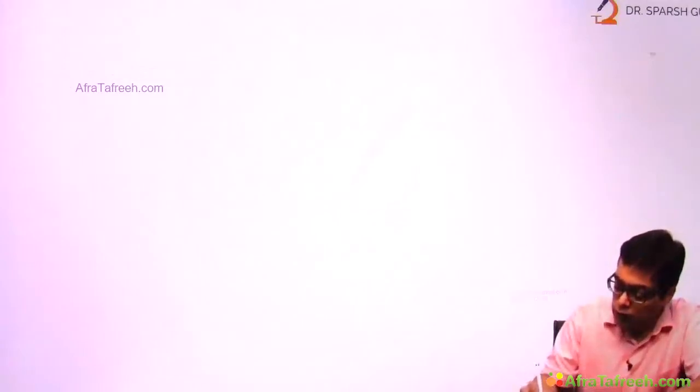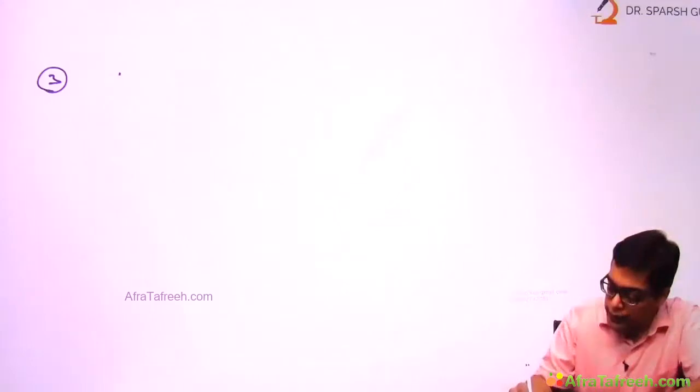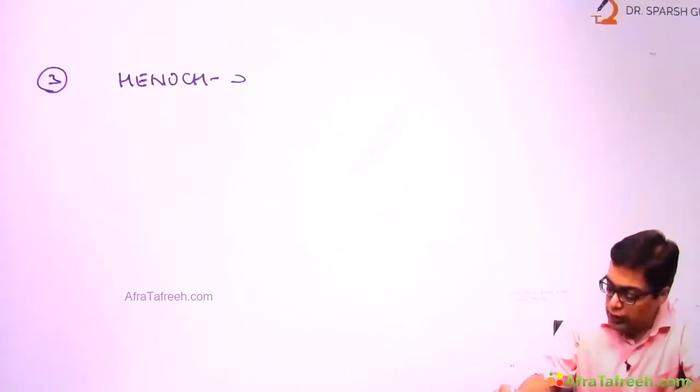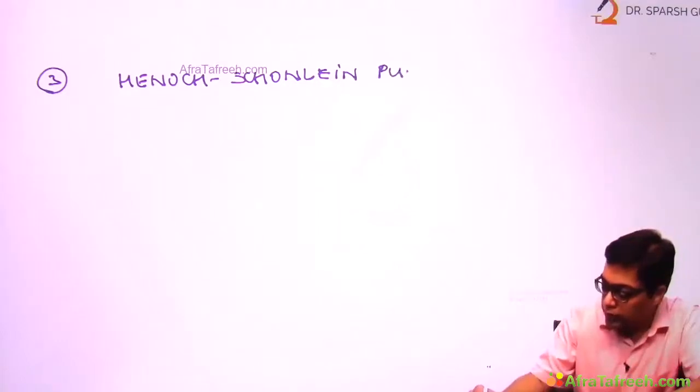Talking now about the third important example of a small vessel vasculitic disorder. This is a condition which is given the name of Henoch-Schönlein purpura.